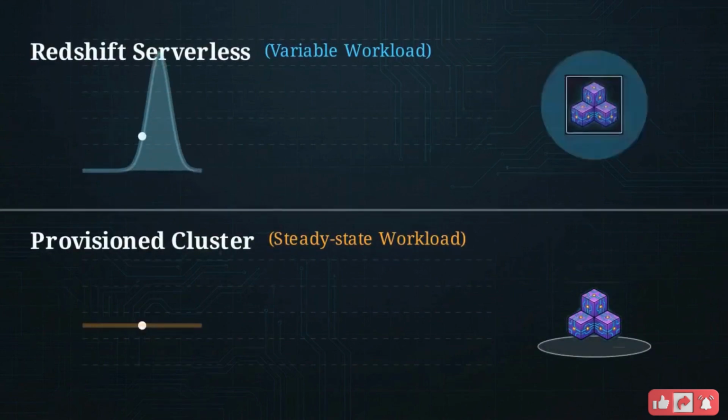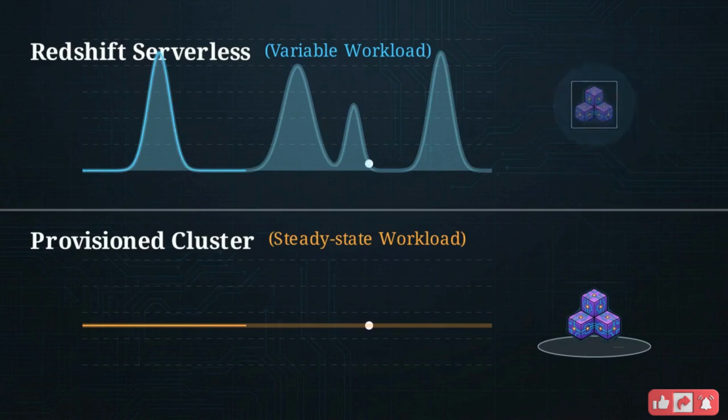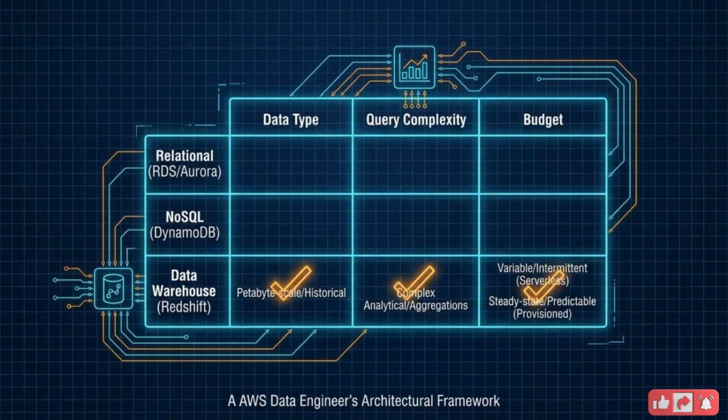You also need to choose your cluster type. Use Redshift Serverless for variable or intermittent workloads, and provisioned clusters if you have steady-state, predictable compute needs. Ultimately, choosing the right database service requires balancing your data type, query complexity, and budget constraints.